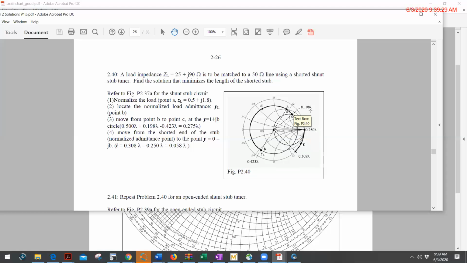So you take 0.198 minus 0.423 lambda, you're going to get a negative value. So you have to add a half wavelength. And that's this math right here. So you're going to move 0.275 lambda from the load to the point where you're going to attach the transmission line. I mean the parallel shunt. And then your actual length of the shunt would be from here to here. And that would be 0.058 lambda. Everybody see that? All right, any question about that?